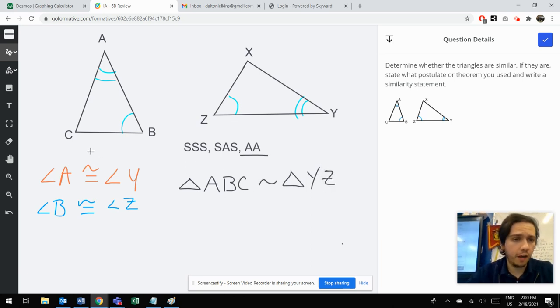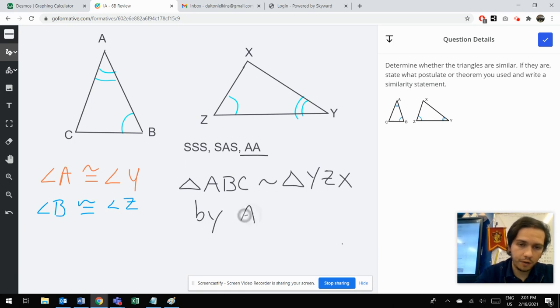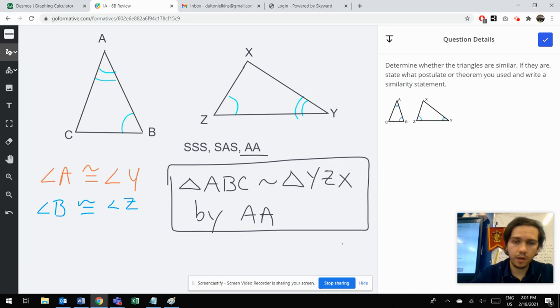And then C was the odd man out here. So X is also the odd man out here. So we're going to hook them up there. So triangle ABC is similar to triangle YZX, and it's similar through the angle-angle theorem. And that would be my answer. So these two are similar through angle-angle.